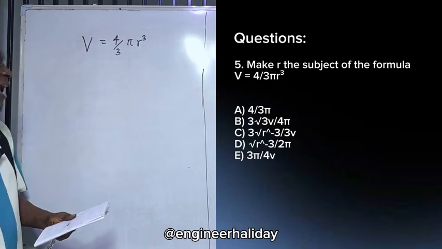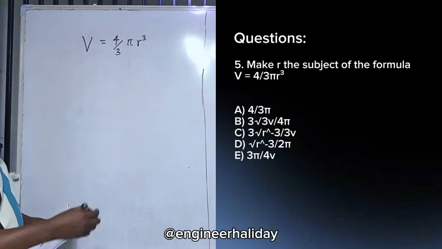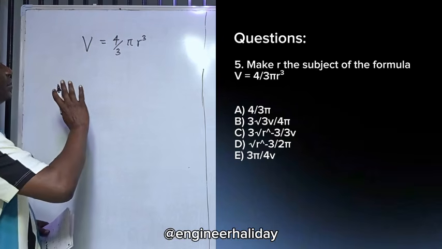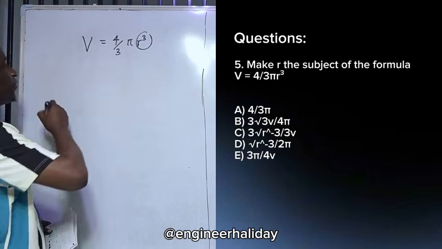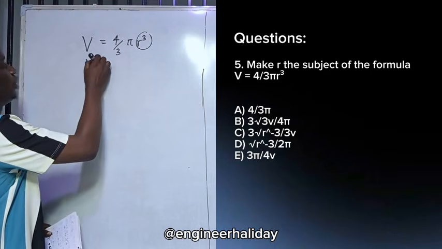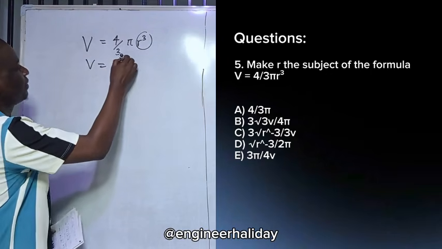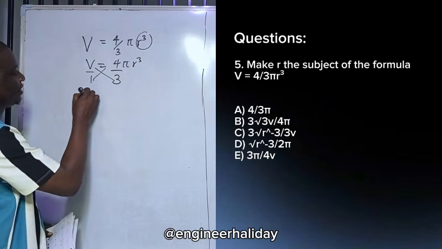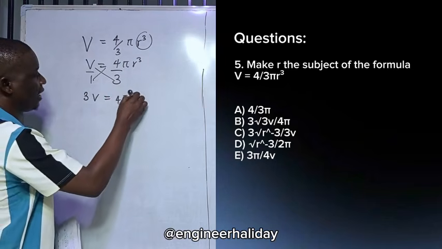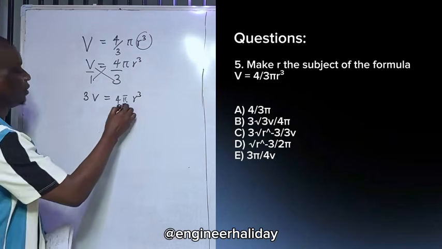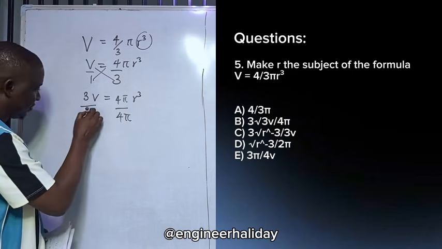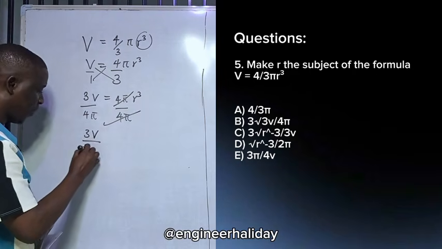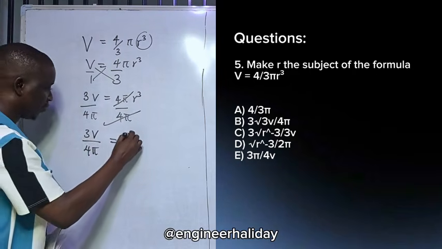Now, we want to make R the subject of formula. What I want to do is simple and very easy. V equal to 4 over 3 pi R cube. Cross multiply. So I will have 3V equal to 4 pi R cube. So what I want to do is divide both sides by 4 pi. This will cancel this one. So I will have 3V over 4 pi is equal to R raised to power 3.